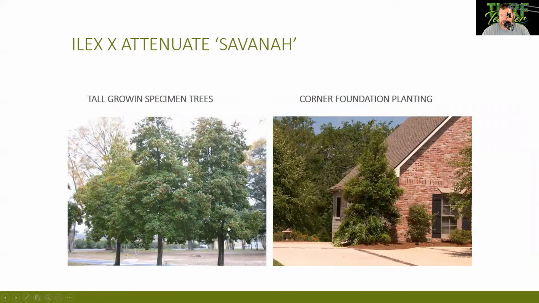Here are the tall grown specimens, and from a distance this looks a lot like Foster Holly. I'm not gonna lie, but it has more of a central leader versus the Foster, and it's used primarily in the South. You're not going to see it up north much. It does have the red berries. Here they've got it tree formed. Here they have one on the corner of the house, a little too close to the house for my comfort. I would have pulled it back a little bit, but of course with the sidewalk and the driveway, that was a little bit hard to do.